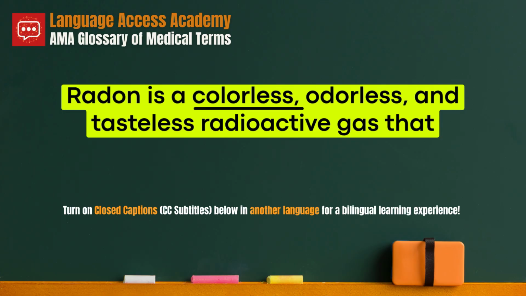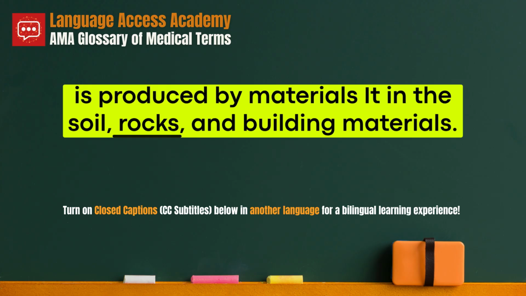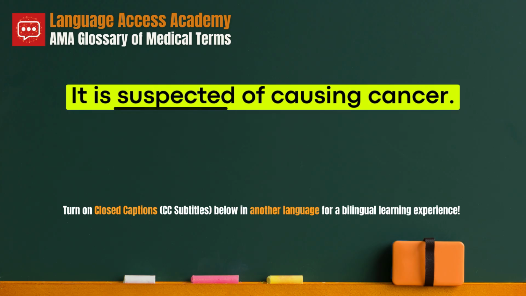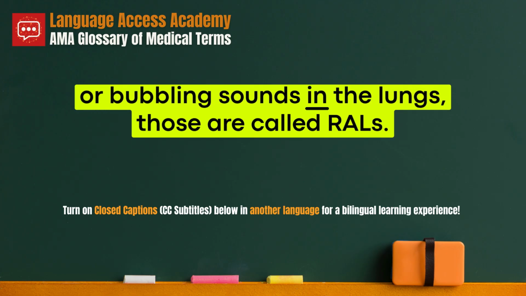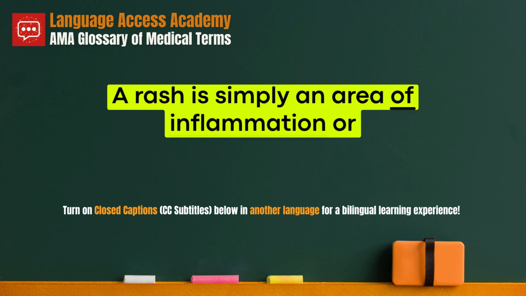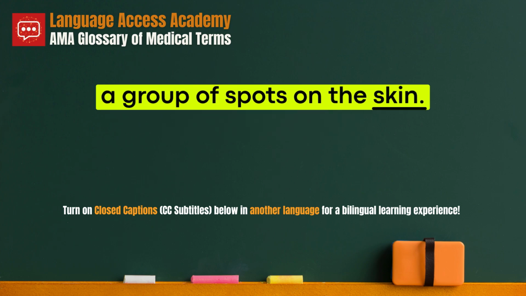Radon is a colorless, odorless, and tasteless radioactive gas that is produced by materials in the soil, rocks, and building materials. It is suspected of causing cancer. If a doctor listens to a patient's breathing and hears abnormal crackling or bubbling sounds in the lungs, those are called rales. A rash is simply an area of inflammation or a group of spots on the skin.